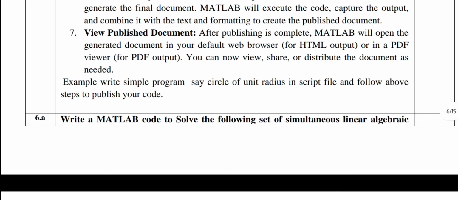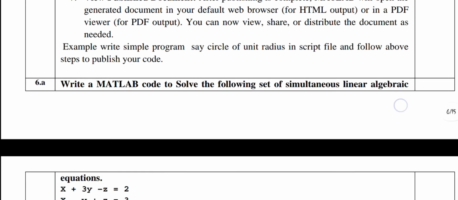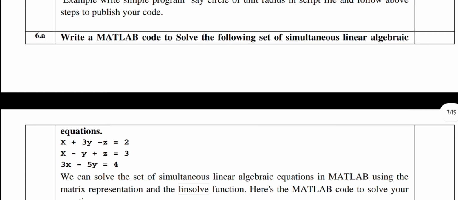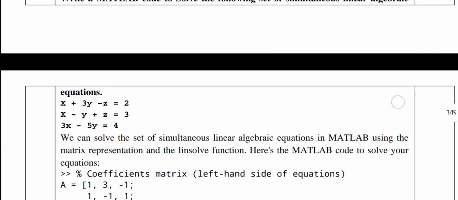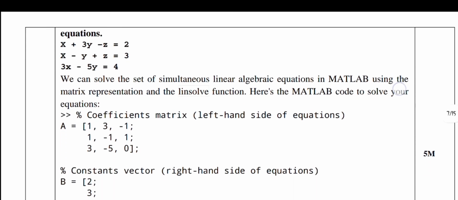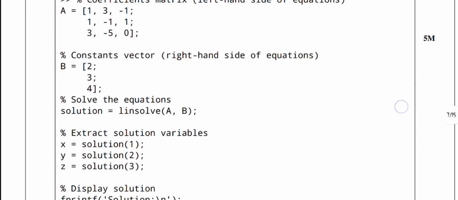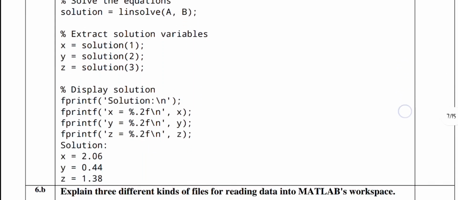So question number 6 and sub question A. Write a MATLAB code to solve the following set of simultaneous linear algebraic equations. So here is given as the equation also, question. So x plus 3y minus z equals to 2, x minus y plus z equals to 3, 3x minus 5y equals to 4. Here given as the definition also and explaining the equation. So please note down. I think it is lengthy, you know the answer I think.